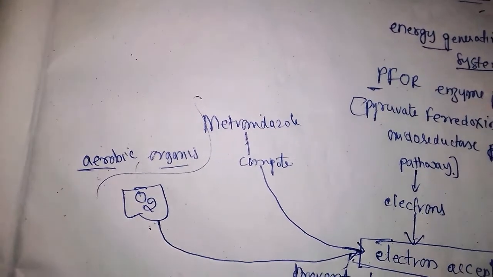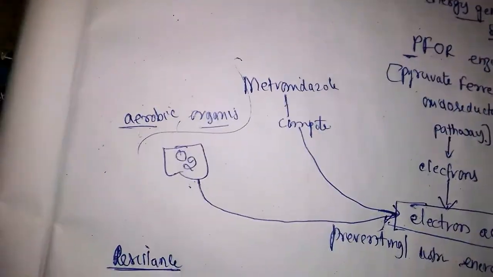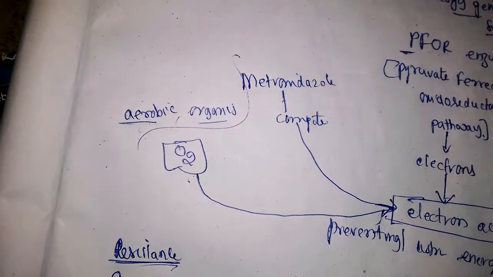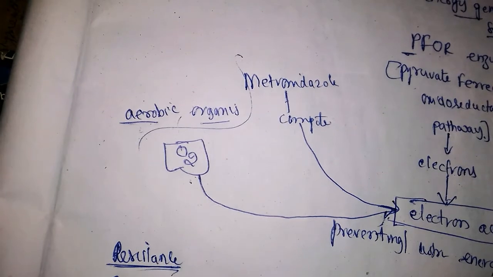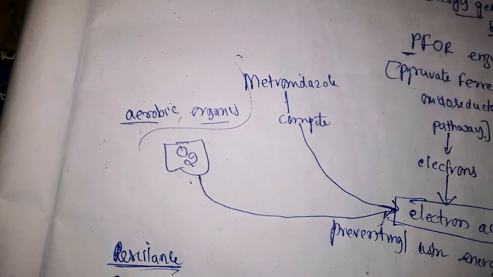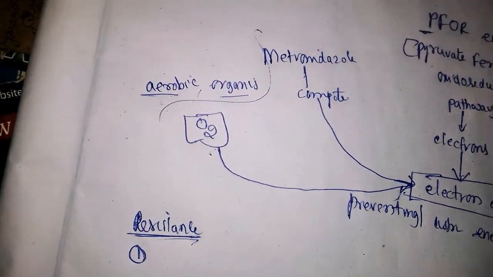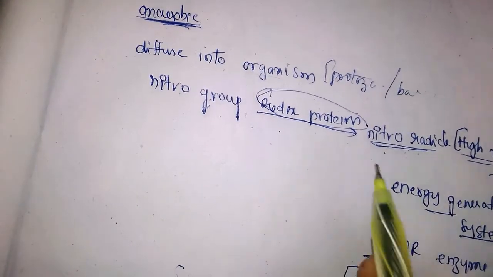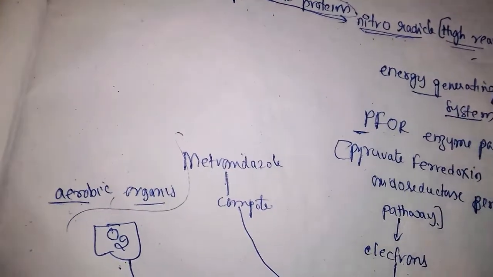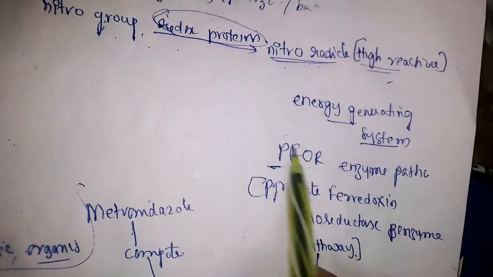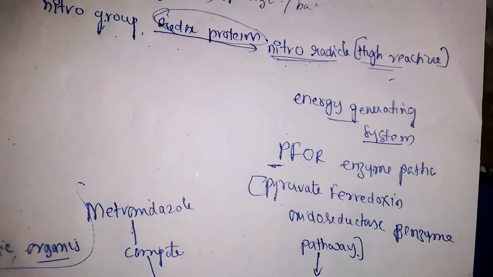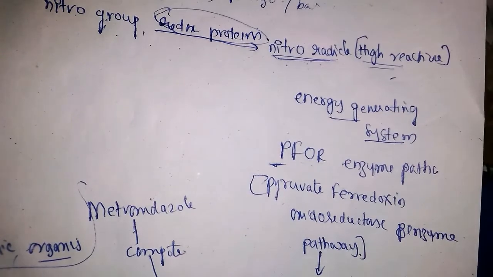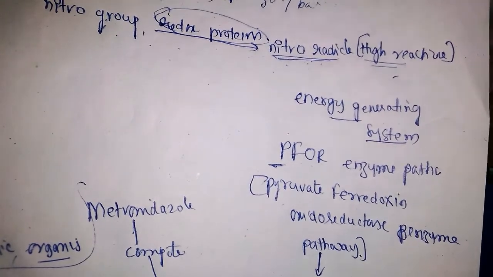Coming to resistance, how do protozoa or anaerobic organisms become resistant to metronidazole? One is that the efficiency of the very first step, the reduction of the nitro group to nitro radical, will come down or be altered. Otherwise, the PFOR pathway will also come down. These are the two important mechanisms by which protozoa or anaerobic bacteria acquire resistance against metronidazole. This is about resistance.